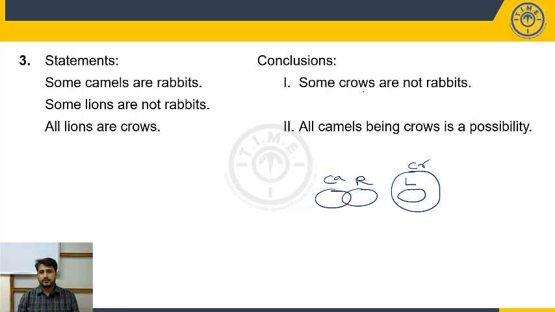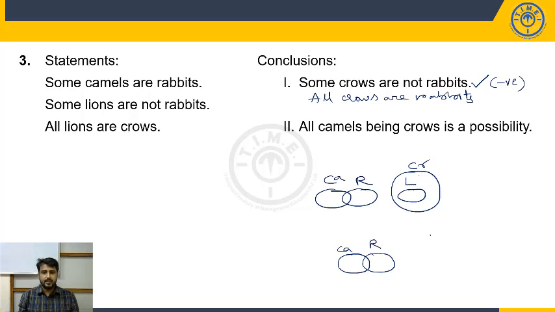Now let us look at the conclusions. What is the first conclusion? Some crows are not rabbits. Is it true? Yes, true. What kind of conclusion is it? Negative conclusion. What do I have to prove? All crows are rabbits. Can we draw the diagram for that or not? Let us check. We should not violate some camels are rabbits. And we are trying to prove what? All crows are rabbits.